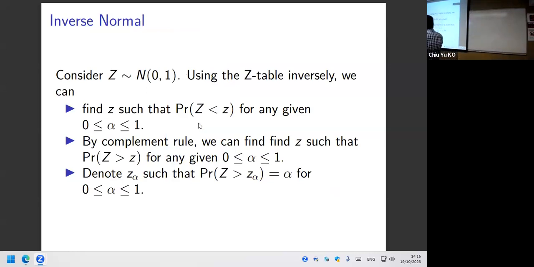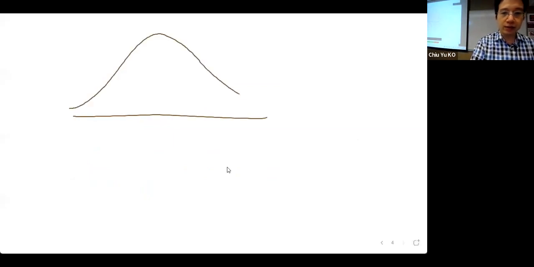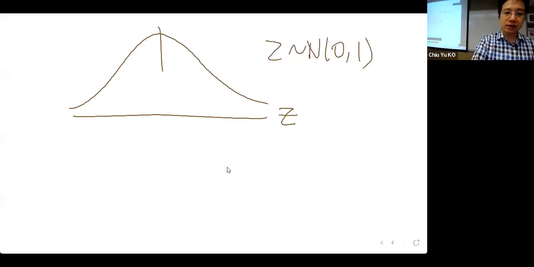The last one to talk about before the break is called inverse normal. The idea is very simple. There's nothing new here. I have a Z, and Z is actually normal 0, 1, just to remind you. And the F table tells us what?